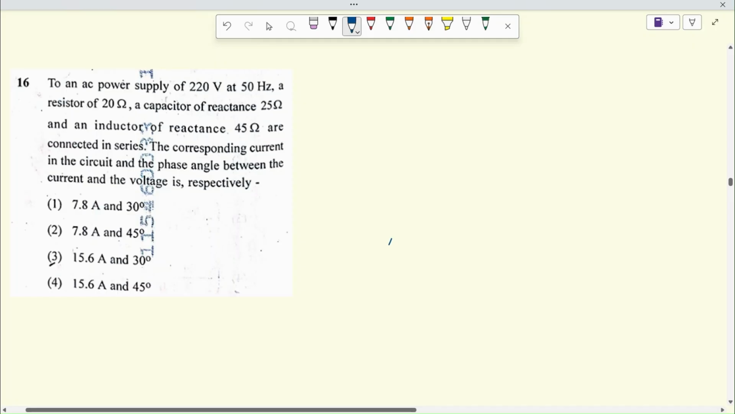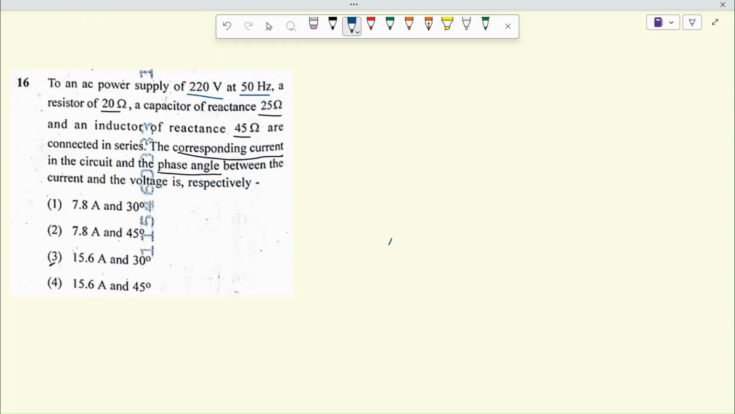16th one. To an AC power supply, voltage is 220 given, frequency is 50 given, and what else is given? 20 ohm resistance, capacitive reactance and inductive reactance are given directly. And what is asked? Find the corresponding current and also phase angle between current and voltage.